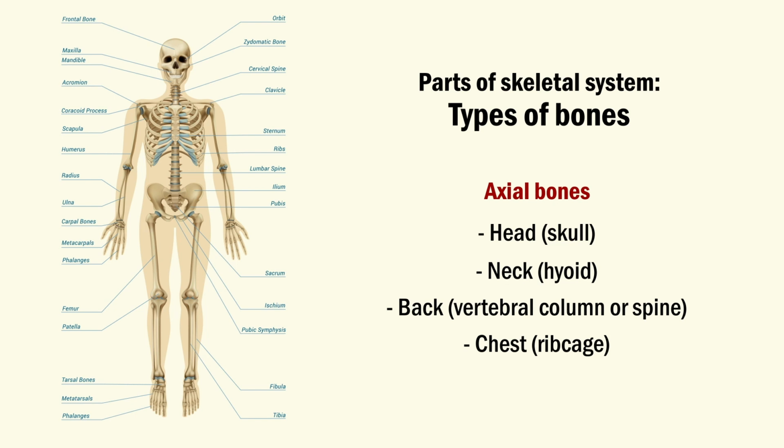The head bones are called the skull. The neck bone is called the hyoid. The backbone is called the vertebral column or spine, and the chest bone is called the rib cage.